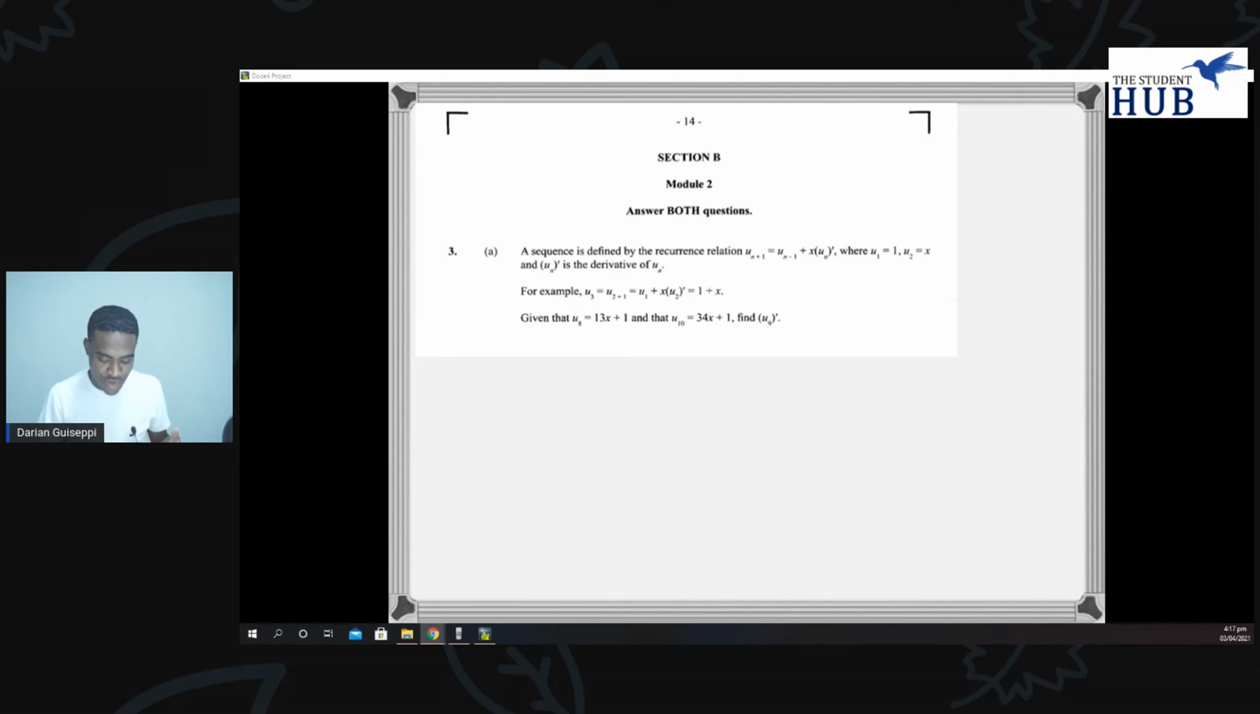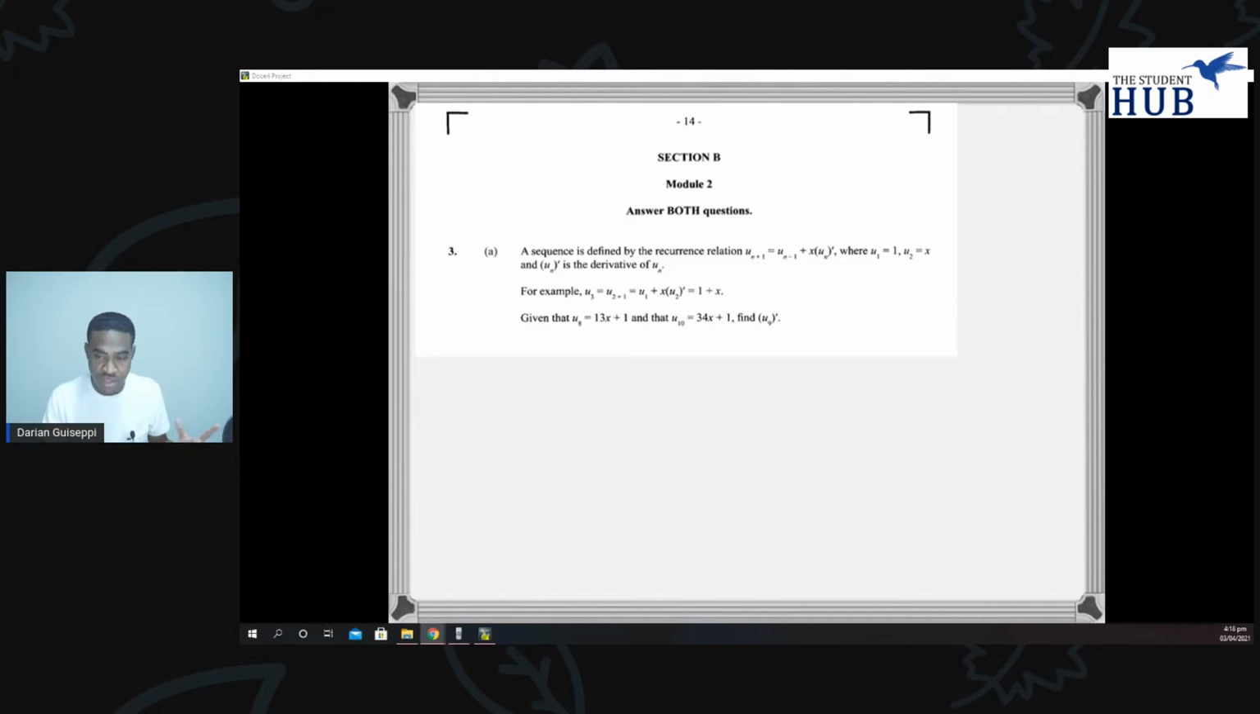Right, so this is Module 2, 2016 paper for Pure Math Unit 2. A sequence is defined by the recurrence relationship, and this here is the recurrence relationship. You have u subscript n plus 1 is equal to u subscript n minus 1 plus x by u subscript n prime, where u1 is equal to 1 and u2 is equal to x, and u subscript n prime is the derivative of u subscript n. Okay, cool. Everything fine there?